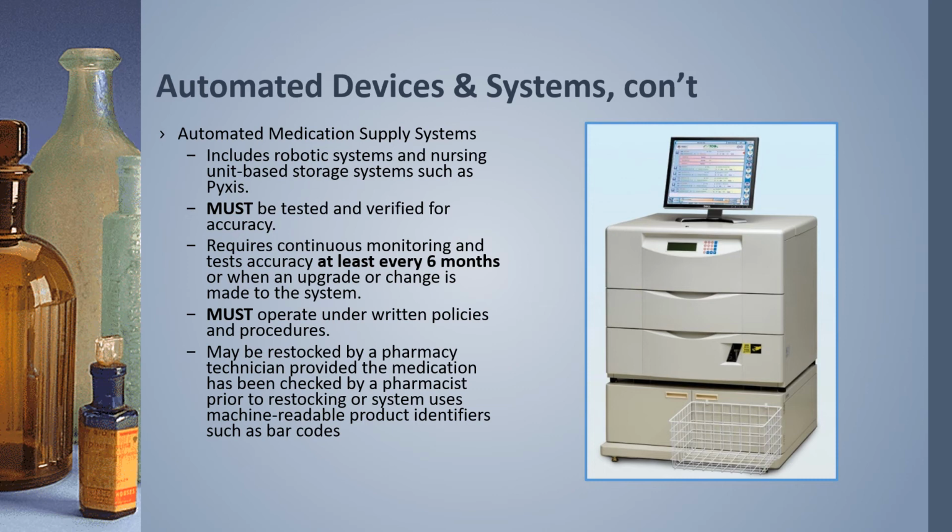The nurse can actually look up a patient based on their medication profile and pull prepackaged drugs from that machine based on when that order may be due for a patient. As you can imagine, these are tested and verified for accuracy and are required for continuous monitoring, and basically those accuracy tests need to happen at least every 6 months, or if there's an upgrade or a change to the system. They have to have specific operating procedures to use these machines.